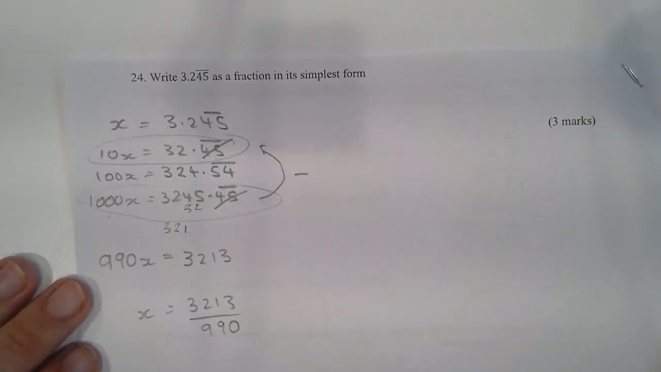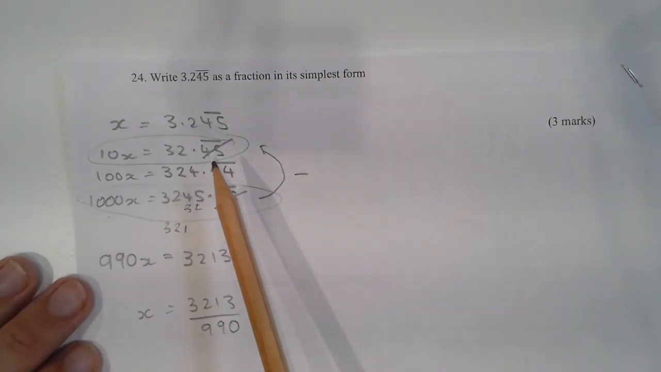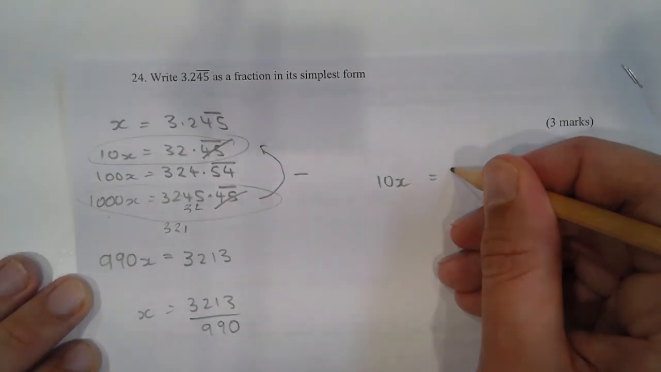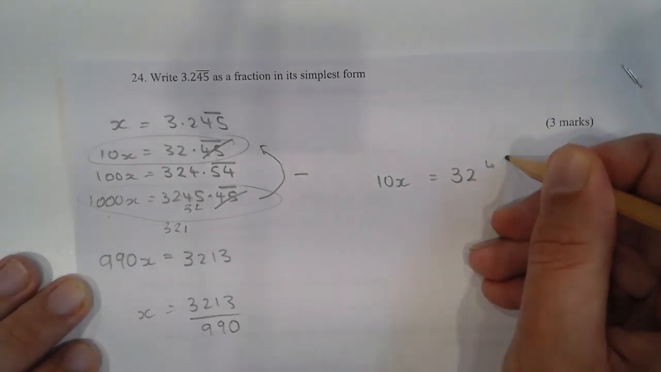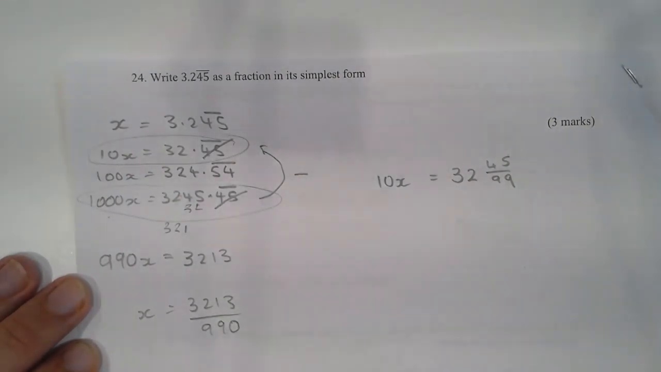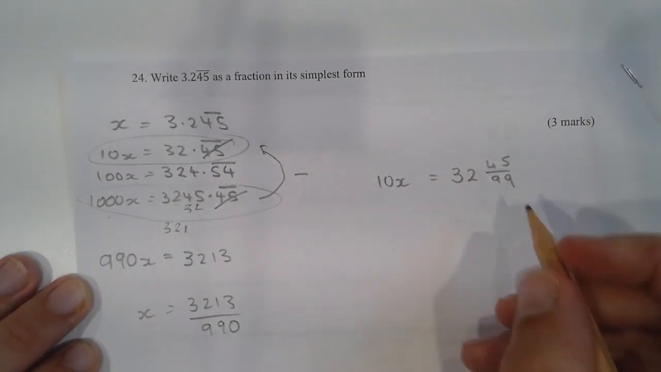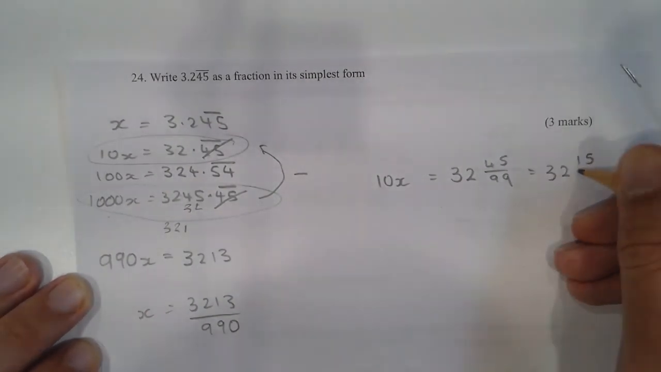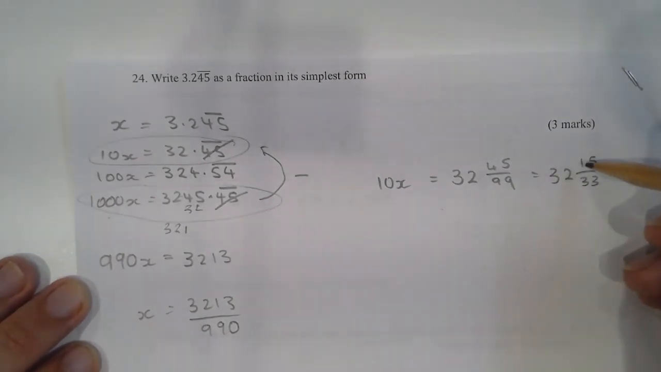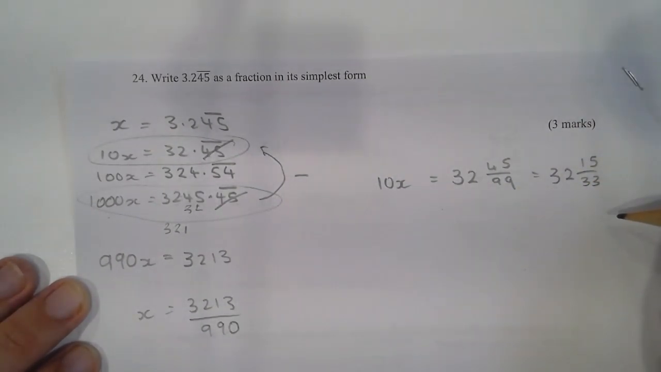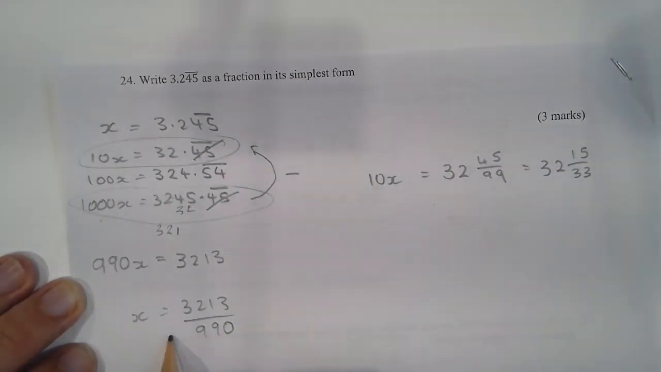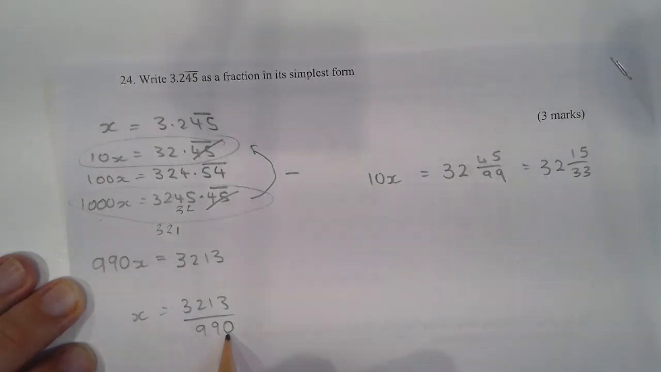Another way of doing this is, when you've got 10x equals 32.45, that means 10x equals 32 and 45 over 99. So you can simplify this to get 32 and 15 over 33 as 10 lots of x. So therefore, if you divide that by 10, you'd be able to get your 3.2 and so on. So therefore, we must be able to simplify this.